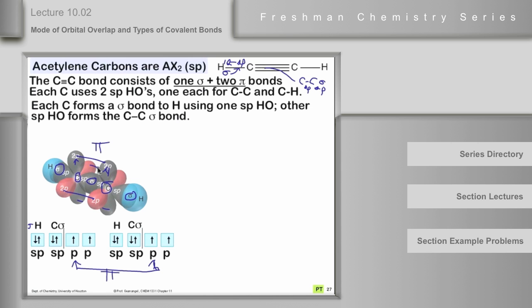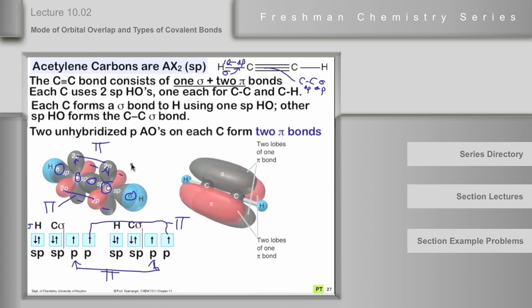Lined up side to side like that, so we can get a pi bond from that one. So we take this one, line it up with that one, we get a second pi bond. So this molecule has 2 carbon-hydrogen sigma bonds of the ordinary plain vanilla variety. But then it has a triple bond, which is made up of a sigma bond, sp-sp, and 2 pi bonds.